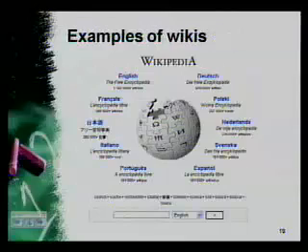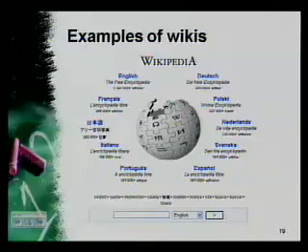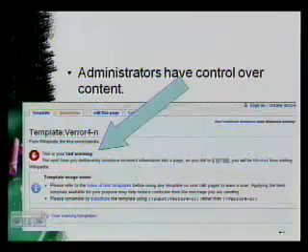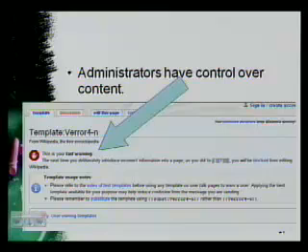And probably one of the best examples of a wiki is Wikipedia. So as I mentioned, anyone can contribute, anyone can change things, anyone can delete, anyone can add, but there are certain limitations. You want to keep going? Okay, even the next one. So the administrators do have some control over content, and you can set that up depending on what type of wiki you're using. In this one, they're giving a warning. So they say the next time you deliberately introduce incorrect information, you'll be blocked from editing. And that's just one example.